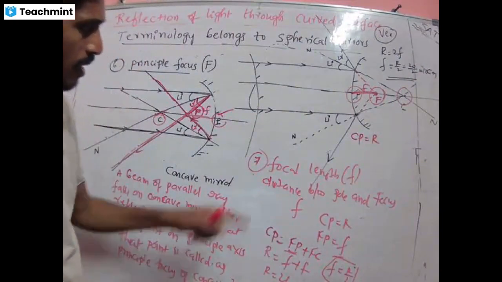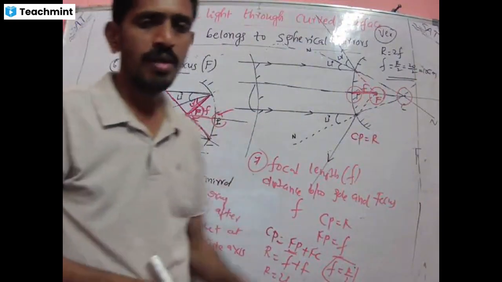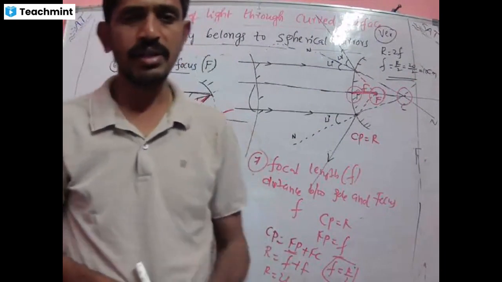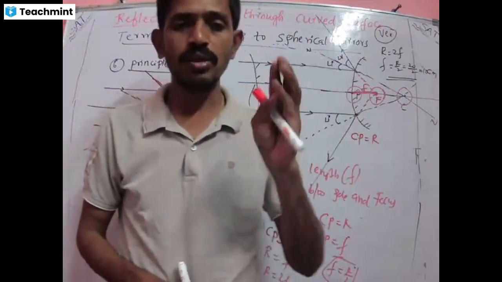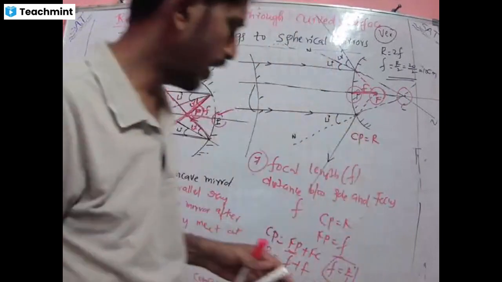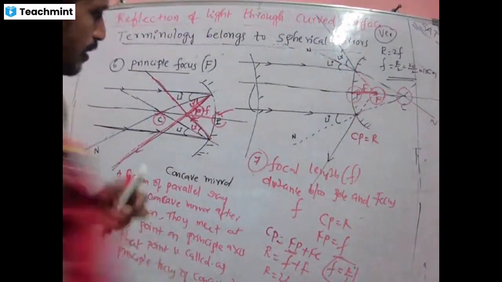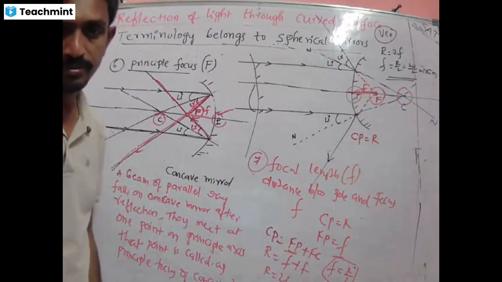This is the focal length, principal focus, principal axis, center of curvature, radius of curvature, and the pole. And also normal. One more thing in terminology, that is aperture. Please take a screenshot, all of you.